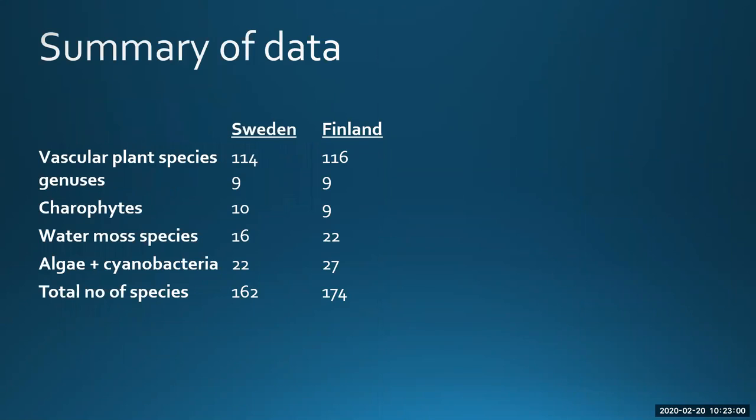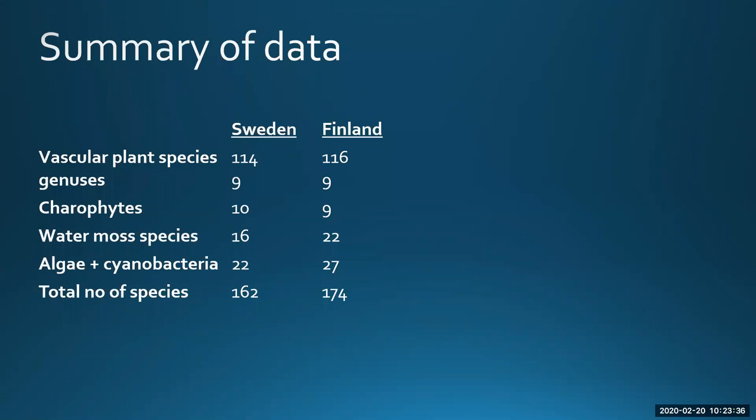Returning to the summary of our data, we can see, as I said earlier, that the similarities are quite striking. It's very similar in what we find in Sweden and Finland. There are not so many differences when it comes to number of species. The differences you see here are most likely because in Finland we have had a lot more data collected, a lot more inventories done. So I think sooner or later we will move up to about the same number of species.